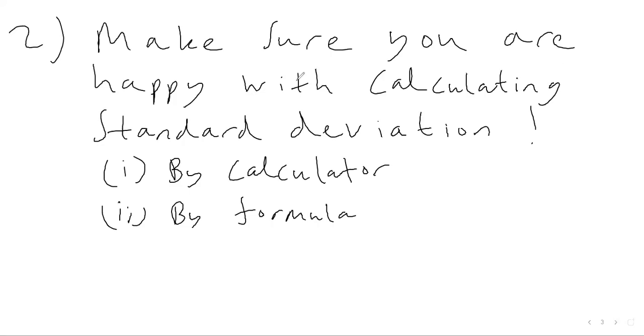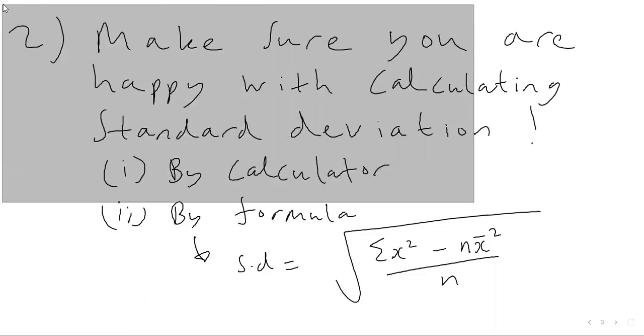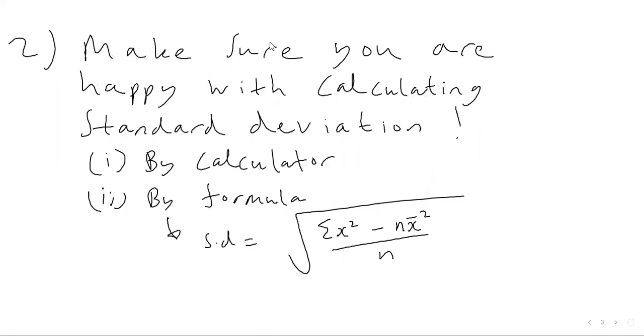Make sure you're also happy with calculating standard deviation, one by calculator and one by the formula. So your standard deviation formula goes a bit like this: it's the square root of the sum of all your data squared. Take all your data, square all the numbers, add them all up, take away the number of data points you've got, n, times the mean, x bar, squared, and divide all that by n. Then you square root it to get your standard deviation, because the thing inside the square root is just your variance.